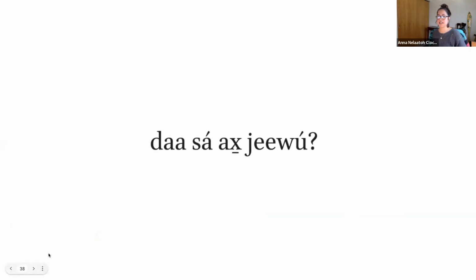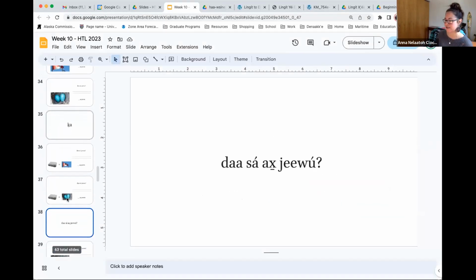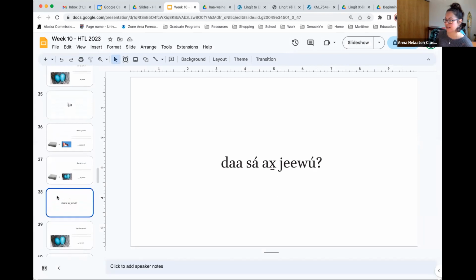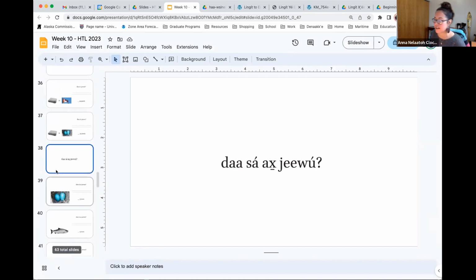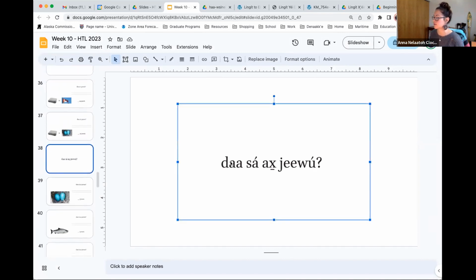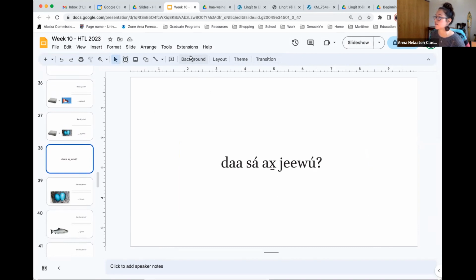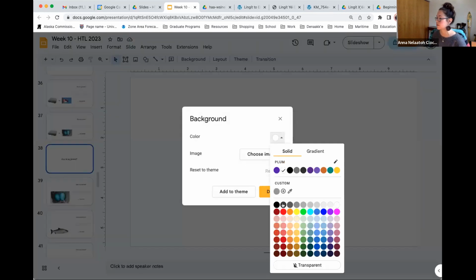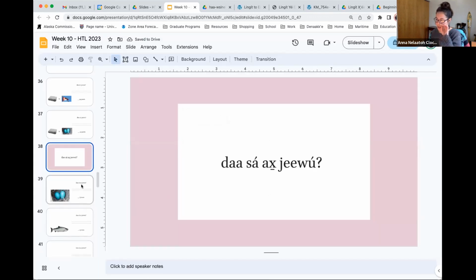I'm going to pause it there because we've been drilling and that was intense. I'm going to make a little note here that this is where we're leaving off for today. We'll pick it up some more next week. I'm just going to make my background pink.